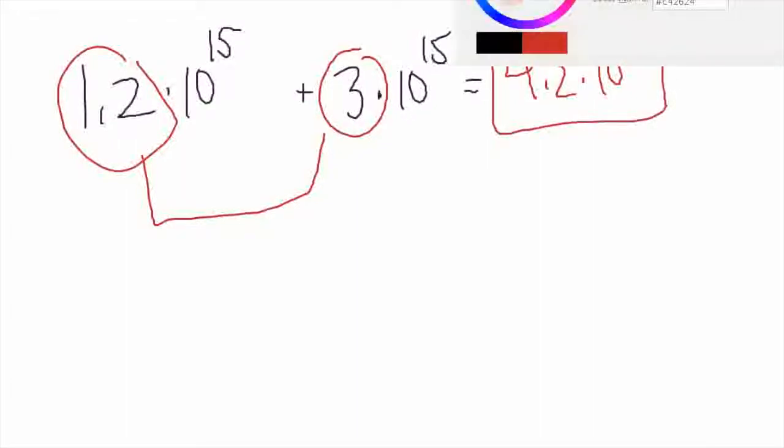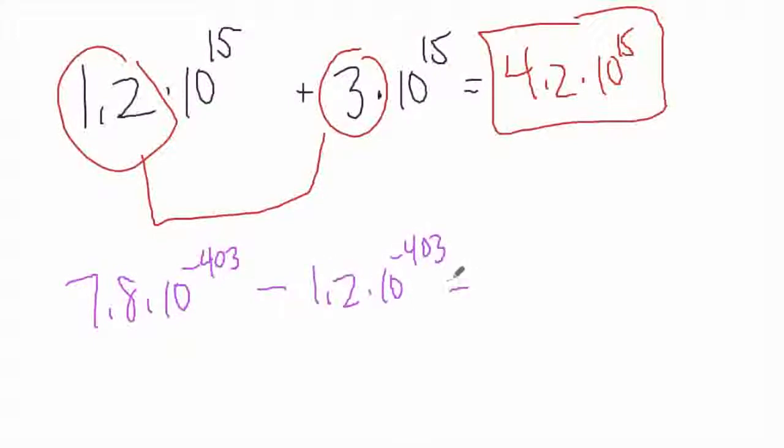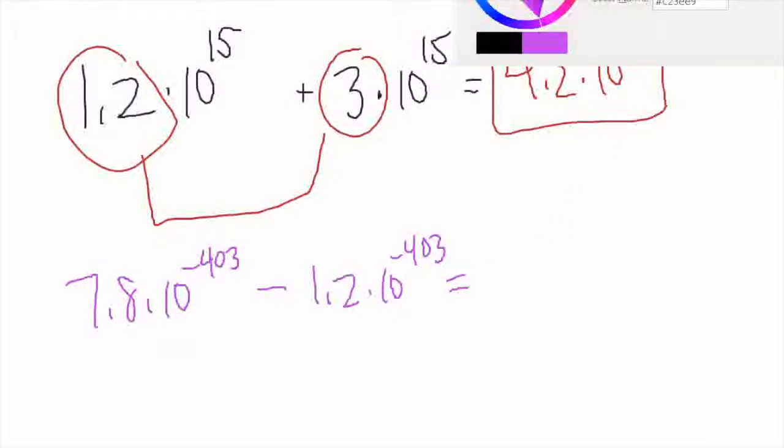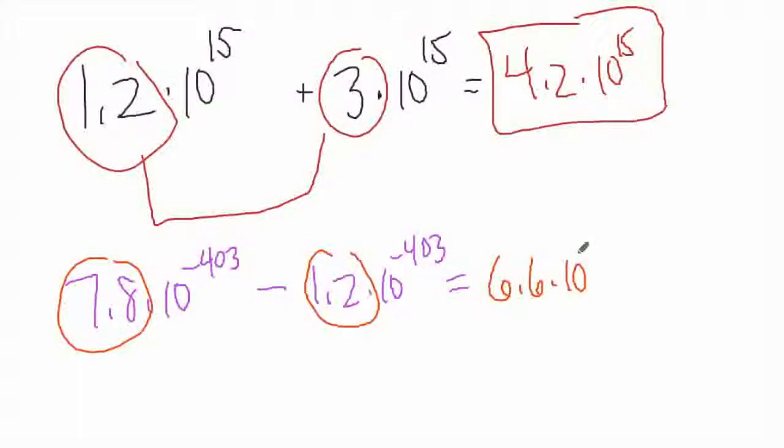And then subtraction is similar. Okay, this time let's do a really small number. Suppose I had 7.8 times 10 to the minus 403 minus 1.2 times 10 to the minus 403. Again, same idea. Just ignore the exponent base stuff and just focus on the number in front. So 7.8 minus 1.2 gives 6.6, and then the base and exponent just come along for the ride, and there you go.